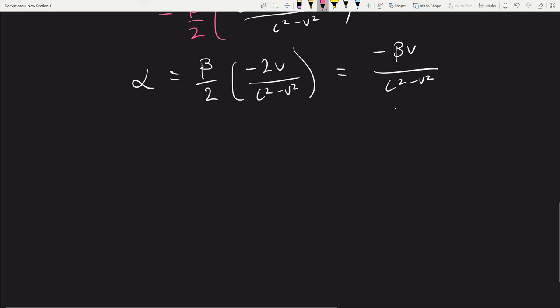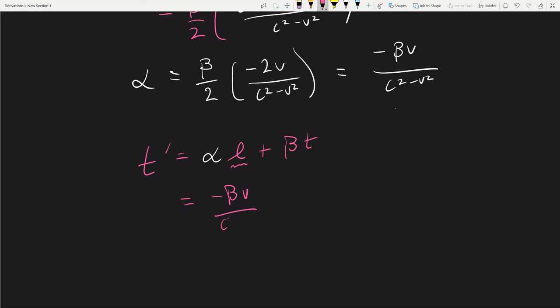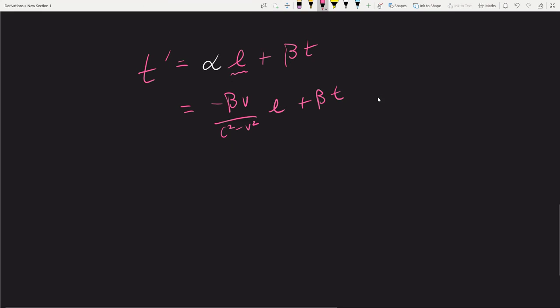So let's substitute this back in. We knew that T equals alpha L plus, and this variable is questionable, we can talk about that after, what you want to call that, it doesn't really matter, plus beta T. And we know that alpha equals negative beta V over C squared minus V squared, times L plus beta T. And then take the beta outside, and I'll rearrange a little bit. You get T minus V over C squared minus V squared times L.